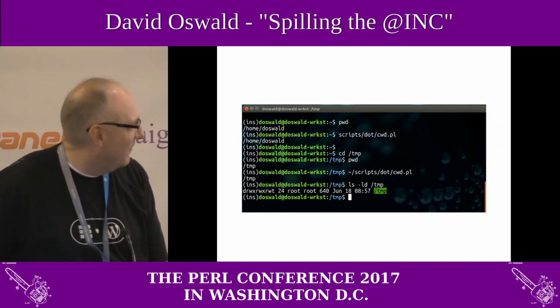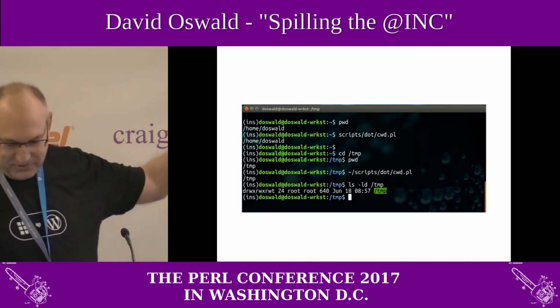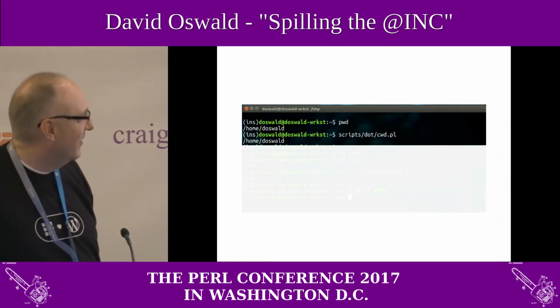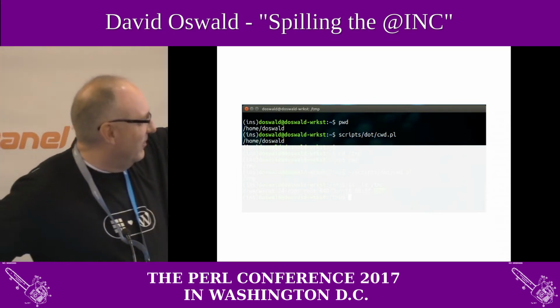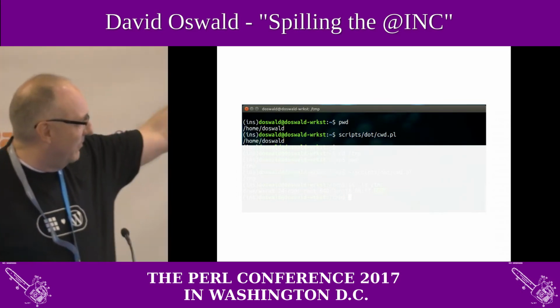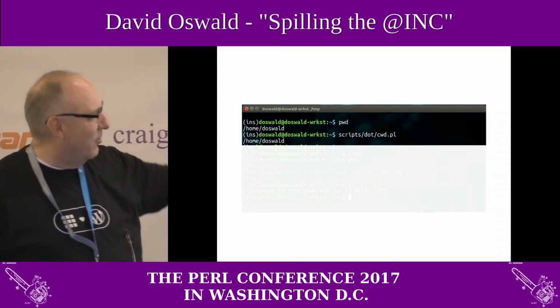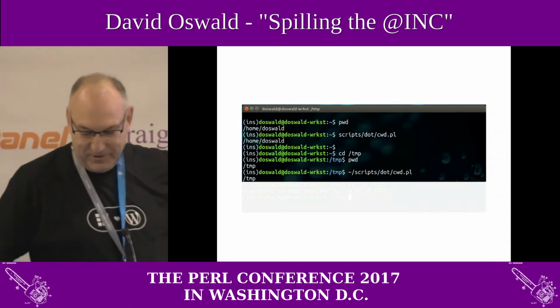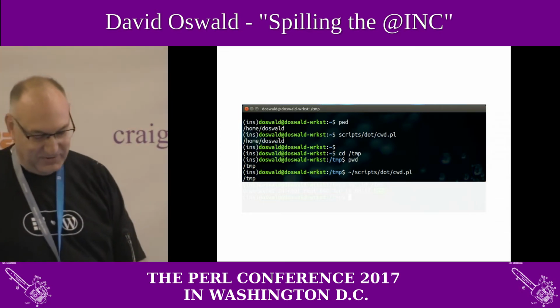And so here we have code, there's too much on the screen to look at, so let's look at just a part of it. I'm going to run a script from my current working directory, and it's going to tell me that I'm in my current working directory of /home/Oswald. And we'll run it again from /tmp, and it's going to tell me that my current directory is /tmp.